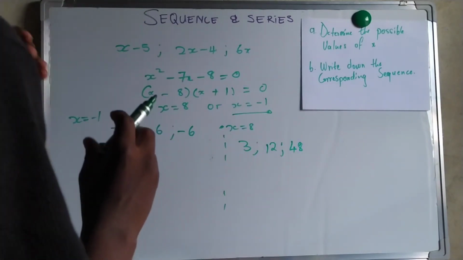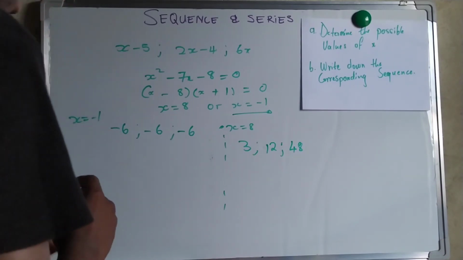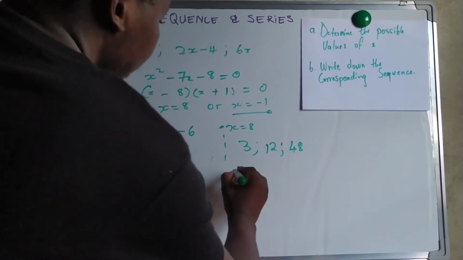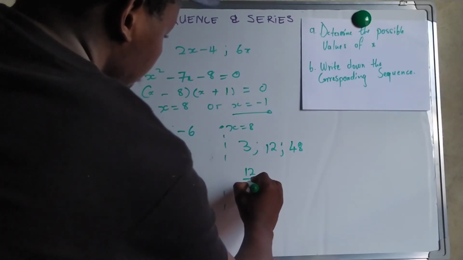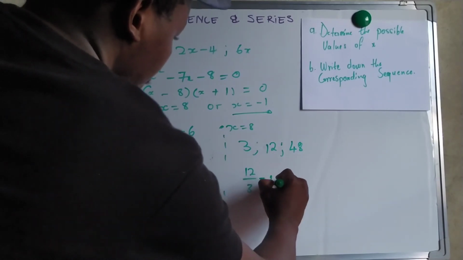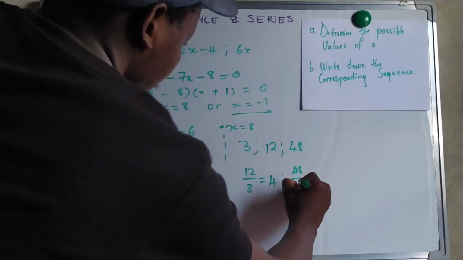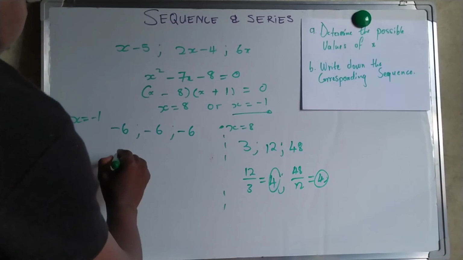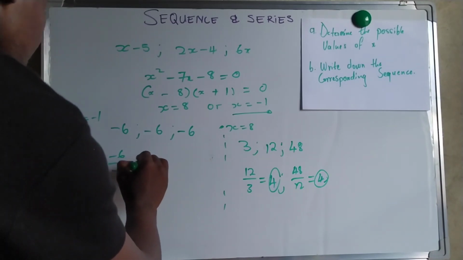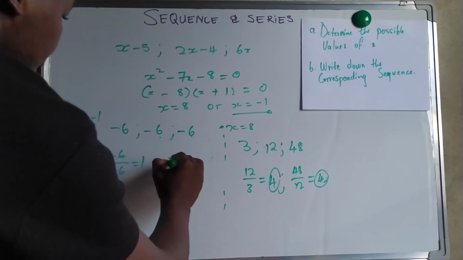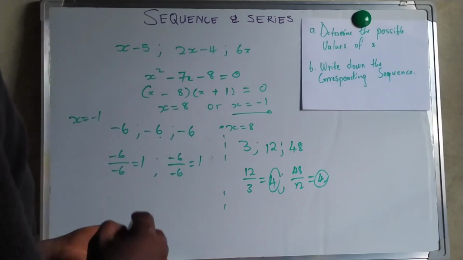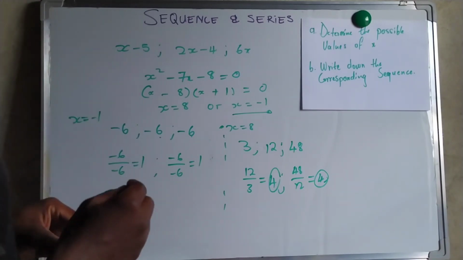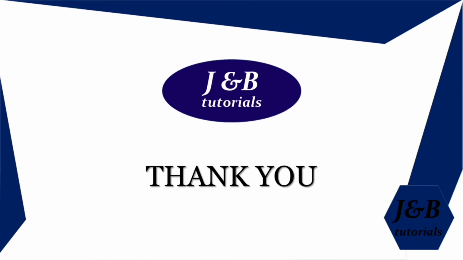So that's our corresponding sequences, and you can actually prove or show that they are geometric by just dividing the second term by the first term. So you'll say 12 divided by 3 is equal to how much? 4. Then you go on to say 48 divided by 12, which is still equal to 4. So we have a constant ratio. We do the same here. We're going to have -6 divided by -6 equal to 1. And for this one, -6 divided by -6 equal to 1. Okay, so this is the geometric sequence solved.